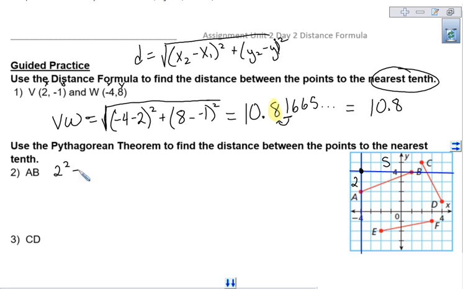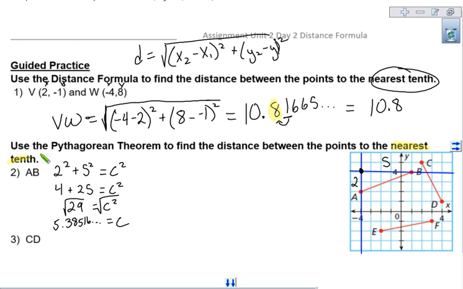So 2 squared plus 5 squared equals c squared. 2 squared is 4. 5 squared is 25, equals c squared. 4 plus 25 is 29 equals c squared. Take the square root of that. And we get that. But remember, we need to round to the nearest tenth.